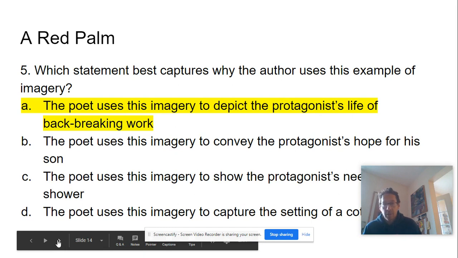Dang, you are on point today. "The poet uses this imagery to depict the protagonist's life of backbreaking work." Okay, the images of hard work, the images of, again, the necessities. This is all attached to the red palm, the blister in his palm. This is all to convey how hard he works.